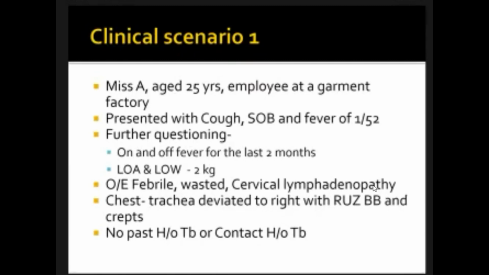But if you go for further questioning in these patients with TB, you find that for the last 2 months, she has been feeling feverish, having on and off symptoms, loss of appetite, loss of weight of 2 kilograms, and on examination, she's febrile, wasted, with cervical lymphadenopathy. And you look at the chest, you get trachea elevated to the right side with right upper zone bronchial breathing and crepitations. No past history of TB or contact history of TB.